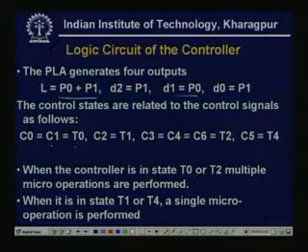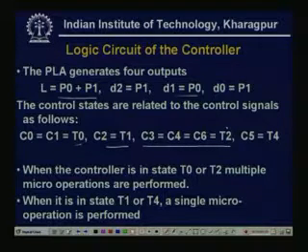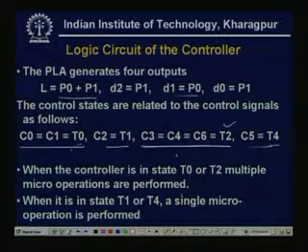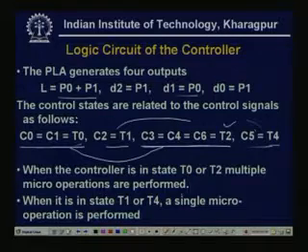Say C0 equal to C1 is T0, C2 is T1, C3 equal to C4 equal to C6 is T2, because if T2 is high, these 3 signals should be high. At T4 state C5 is high. So, when the controller is in state T0 or T2, multiple micro operations are performed, these two, T0 and T2. Now, when it is in state T1 or T4, a single micro operation will be performed, that means at T1 and T4.